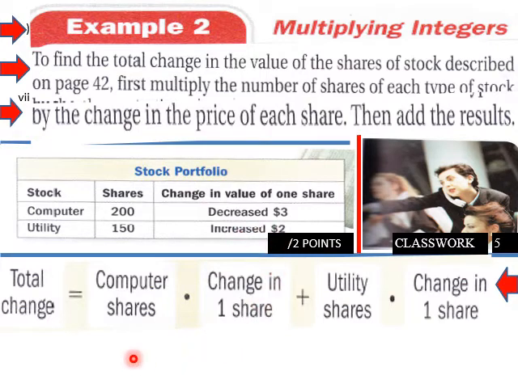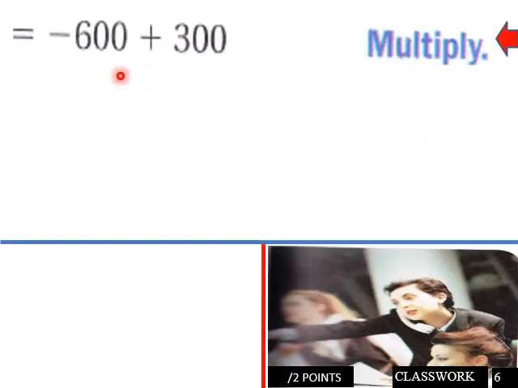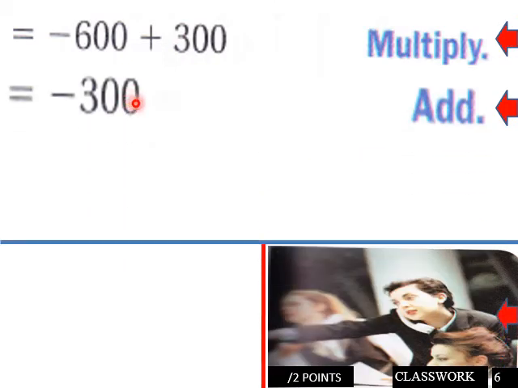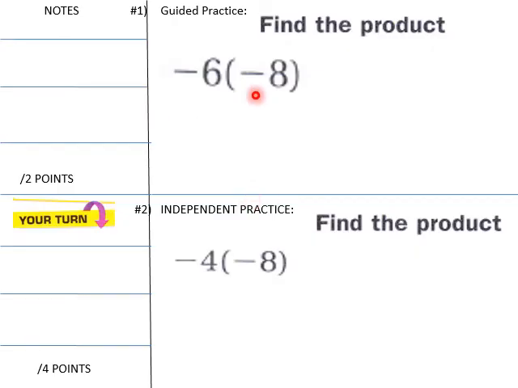So this would be positive, this would be negative. So we're going to substitute that into our verbal model here: total change, computer shares times negative 3, and then utility shares times positive 2. So what's that give us in actual amounts here? Negative 600 plus 300 would be negative 300. So the total change of value was negative 300. So they went down by 300.